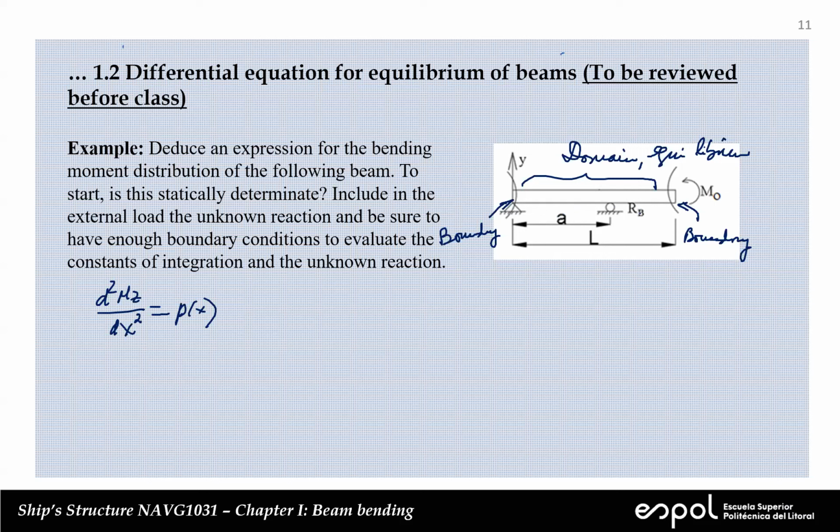What happens with R sub B? Well, in general, we're going to have a reaction, R sub B, and it's going to appear inside the domain. So if it is inside the domain, it has to be included in the P of x. But it's a concentrated force, so this is the way we're going to write it: it's equal to R sub B delta Dirac at point A. So you see that this has units of force. We said before that the delta Dirac has units of 1 over L, so everything is correct. So this is to be satisfied inside the domain.